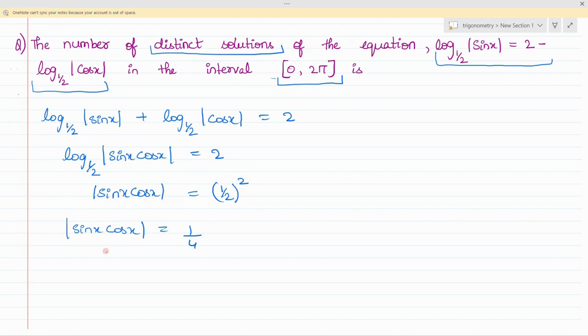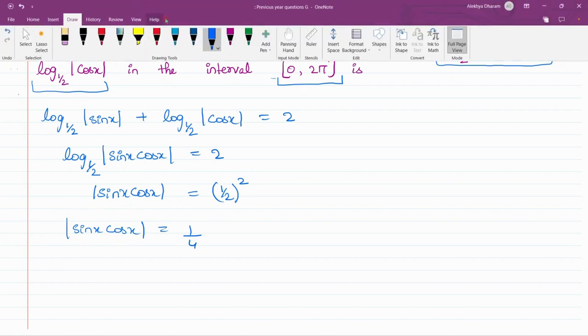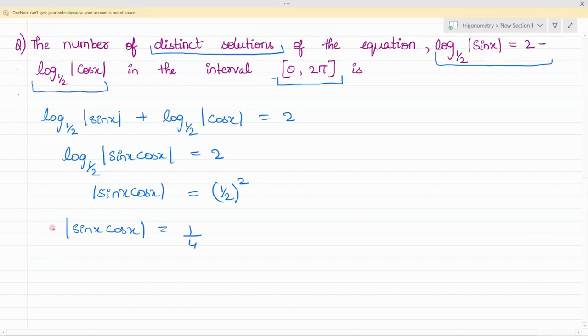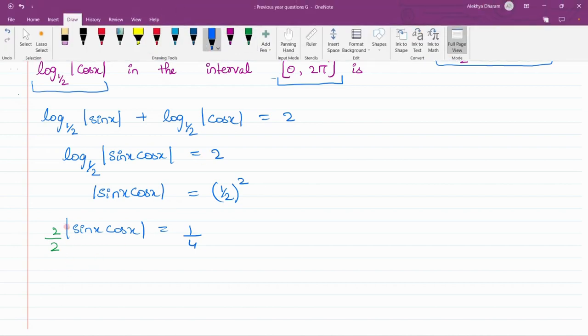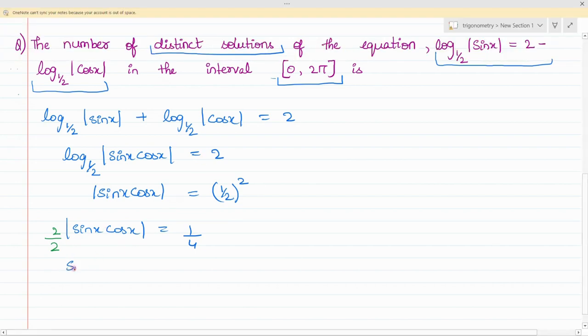Now we need to convert this sin x cos x into sin 2x. So to convert this, we need to multiply and divide it by 2. Next, we'll get 2 sin x cos x, which is nothing but sin 2x, and this will also be in mod. And if we cancel this, it becomes half. Now, if we remove the mod symbol, it becomes sin 2x is equal to plus or minus half. Now, we need to find the solutions for this equation. So, we'll have two cases.